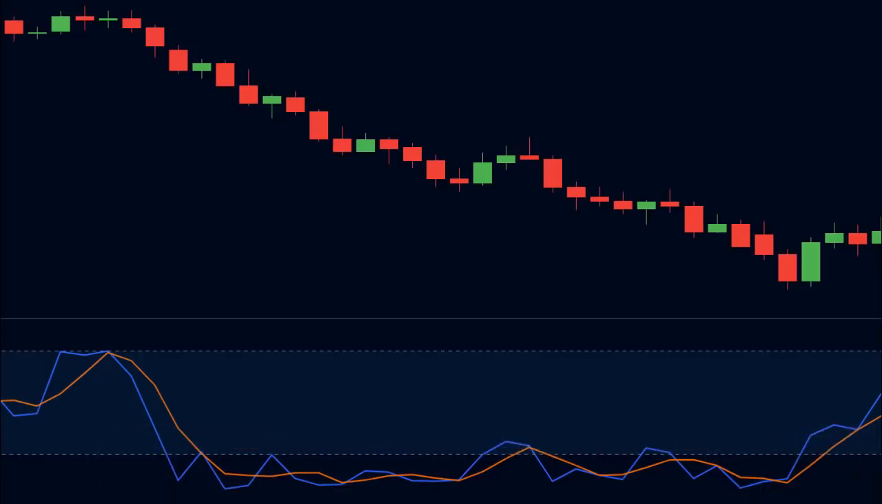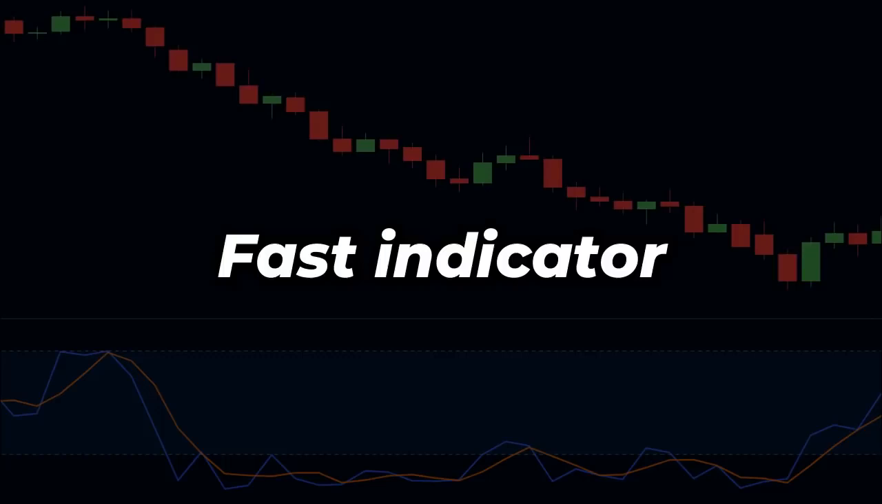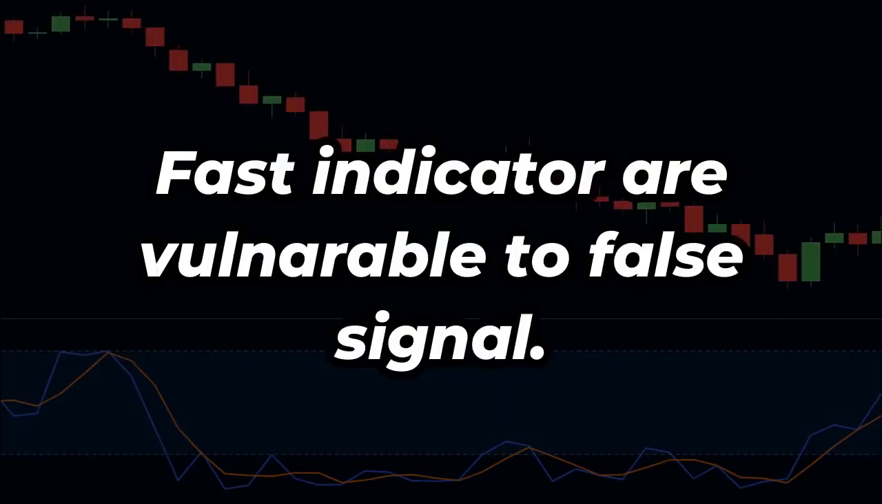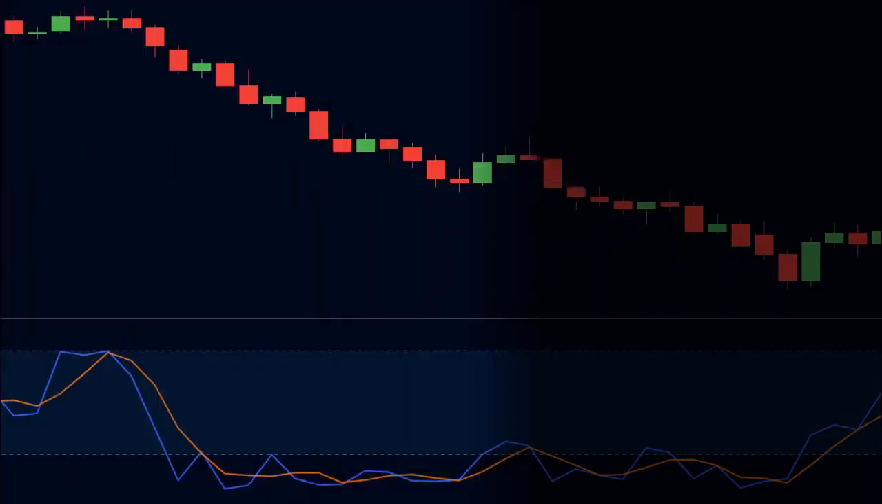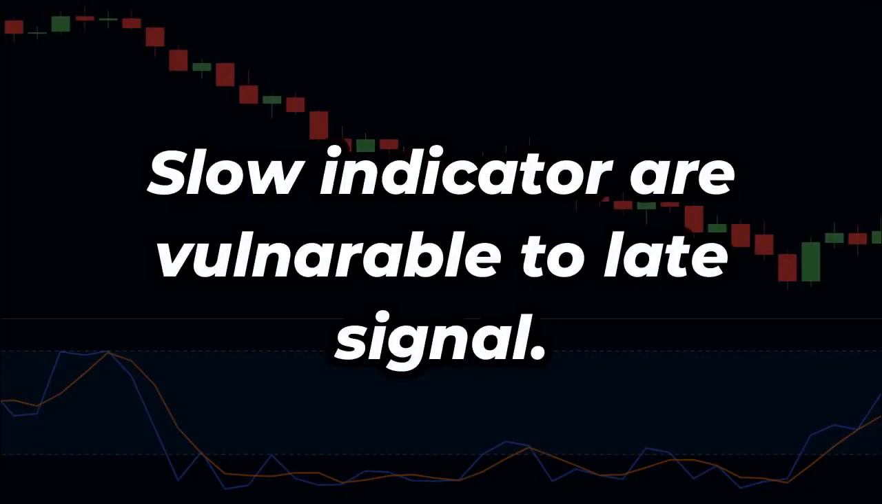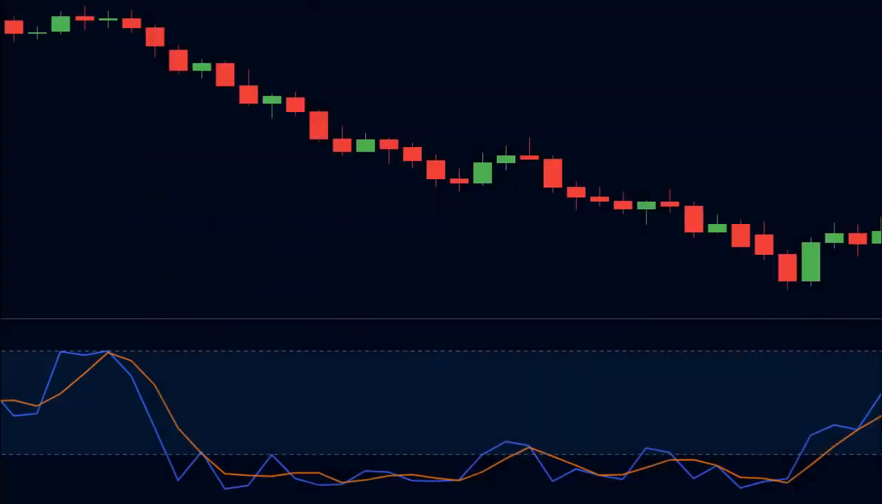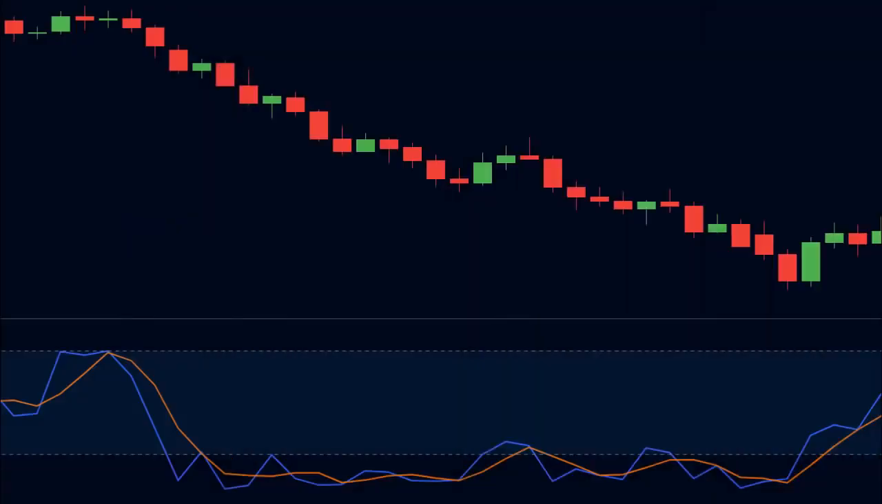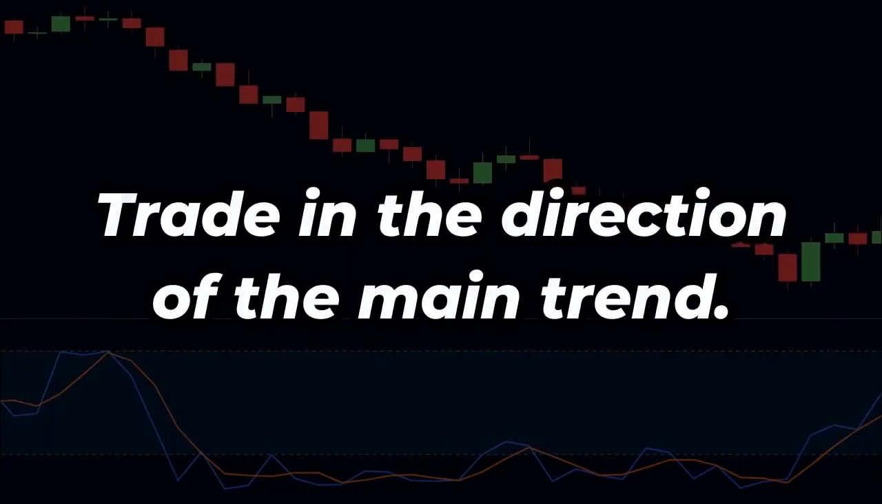This is simply because the stochastic is a fast indicator. And always remember, fast indicators are vulnerable to false signals, while slow indicators are vulnerable to late signals. The main problem here is, how do we avoid false signals? The answer is pretty simple. Trade in the direction of the main trend.